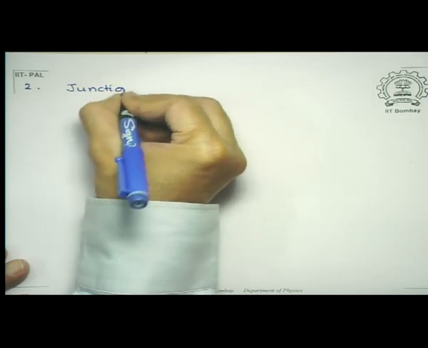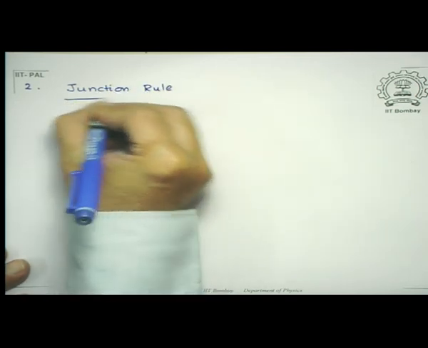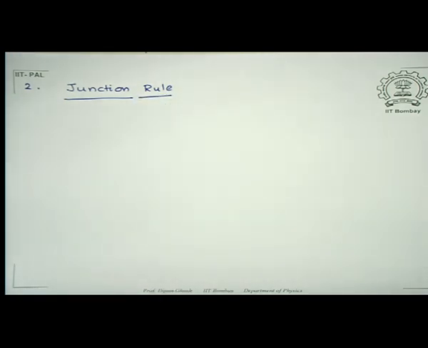So let me first talk about the junction rule. Basically, the origin of the junction rule lies in the fact that electric charges do not accumulate. There is a continuity of electric charges. So whatever is coming into a junction has to go out, and that's what we meant by saying the algebraic sum of currents, because as you know, current is nothing but rate of change of charge, and therefore the charge cannot accumulate at a junction. That's the simple reason why the junction rule is valid.